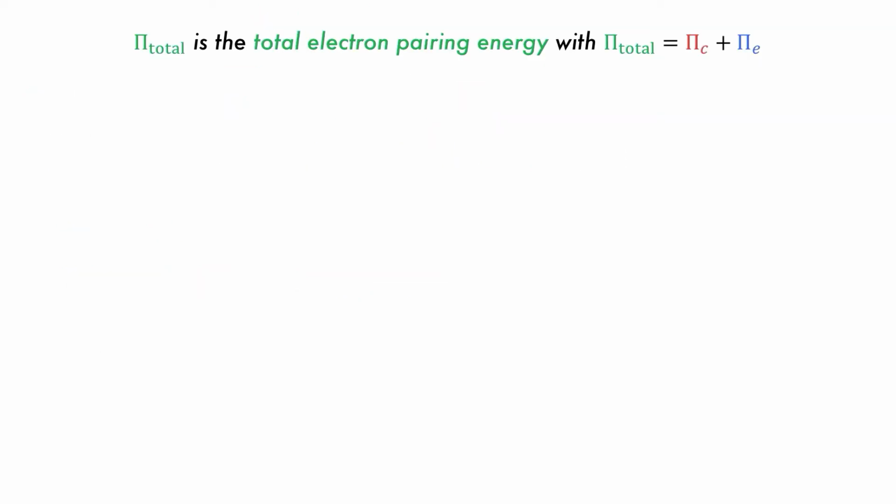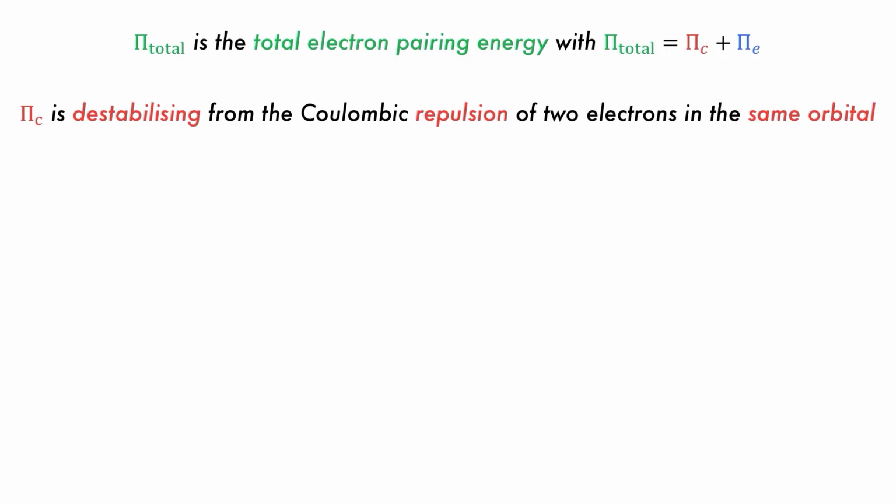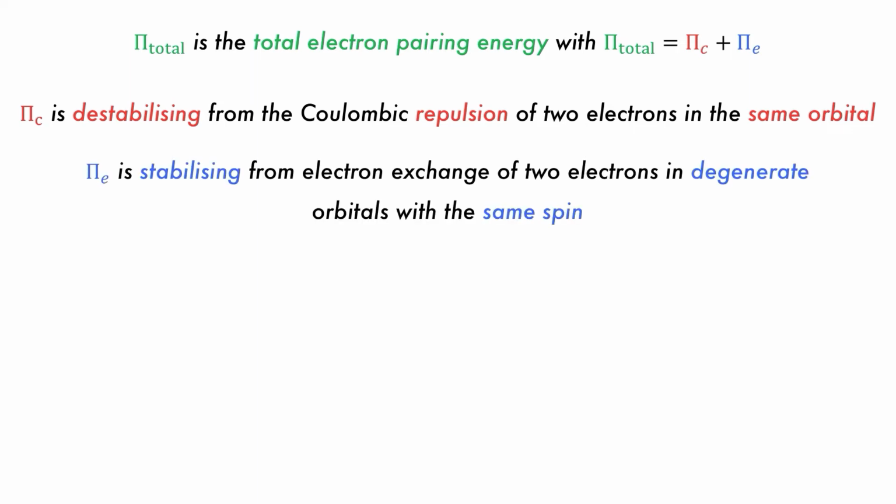The total electron pairing energy, important in determining if the d4 to d7 complexes are high or low spin, has two components. Πc is the Coulombic term that arises from the repulsion of two negatively charged electrons in the same orbital. Πe is a stabilizing effect that comes from the exchange energy in quantum mechanics, which results from degenerate electrons with the same spin quantum number being identical.